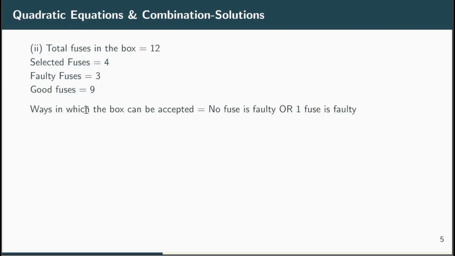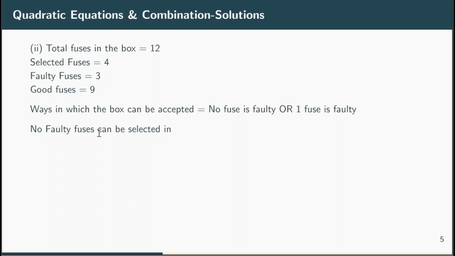Now, what are the ways in which the box can be accepted? The box can be accepted if no fuse is faulty, or, that means I'm going to add it since the events are mutually exclusive, or one fuse is faulty. Now I'm going to find the number of ways in which I can choose 4 fuses in which none of them is faulty, and the number of ways in which I can choose 4 fuses where one is faulty, and I will add their results.